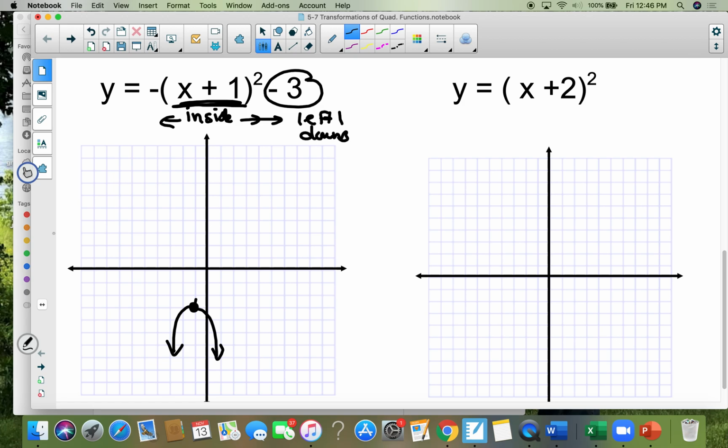And the last one, you move it to the left 2. You don't move it up or down because there's no number right here, and it's facing up because there's no negative sign. Final answer. So that's the first part of the worksheet.